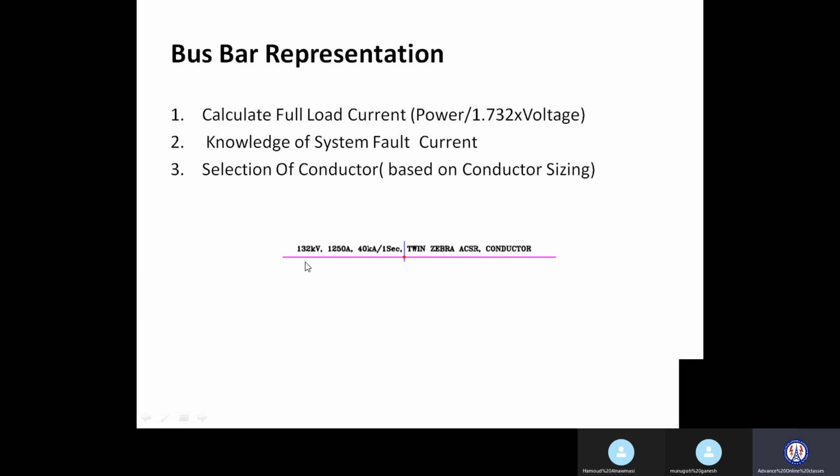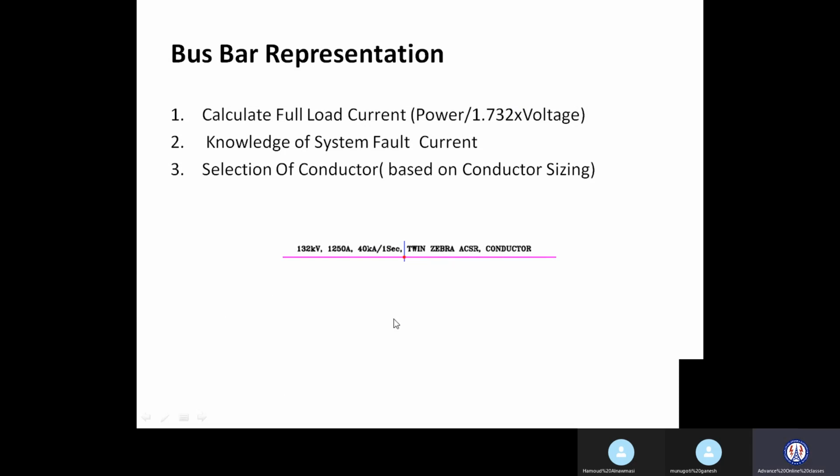After representing the current rating, next we are representing the fault current rating. So fault current rating is equal to your incoming feeder. If your incoming feeder fault current rating is 40K, then your bus fault current rating is also 40K. So bus fault current rating is equivalent to the incoming feeders.